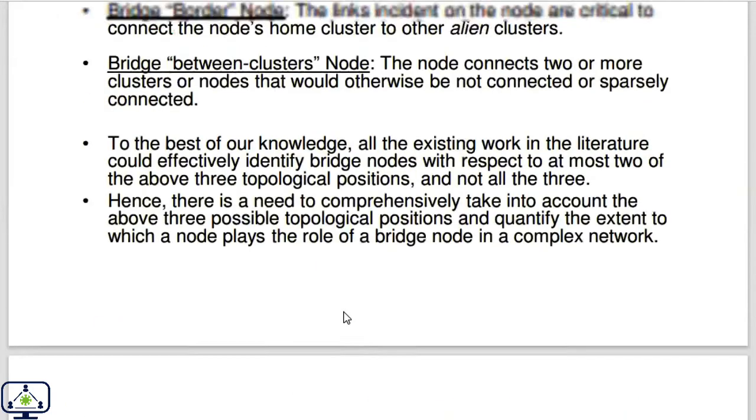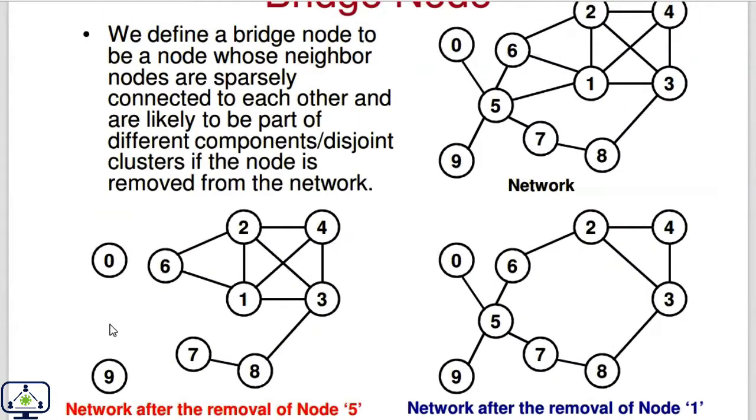So if you remove 5 from this graph, this is what's going to happen. Its neighbors get disconnected into different components. So that makes node 5 more qualified for the role of a bridge node. On the other hand, if you look at node 1 here, if you remove node 1 and of course the links connected to it, then its neighbors are still connected. Of course, they are connected or reachable through longer paths, but still reachable.